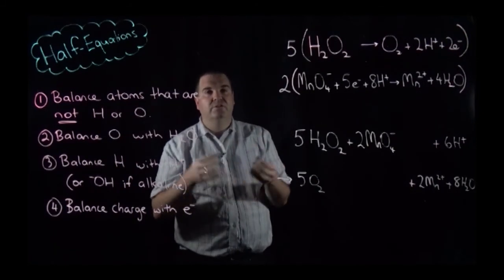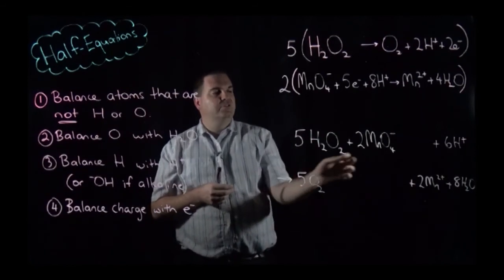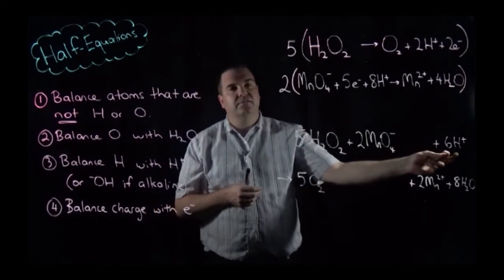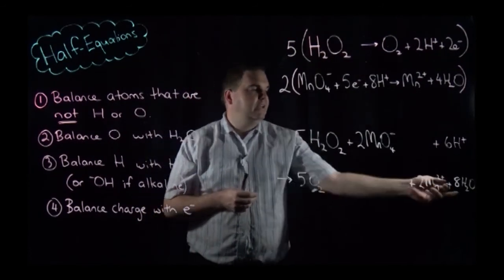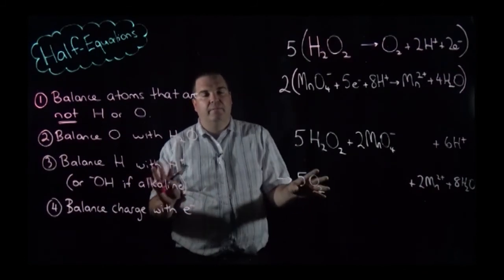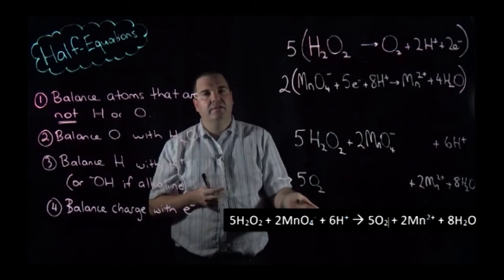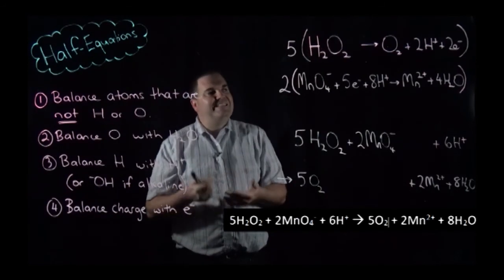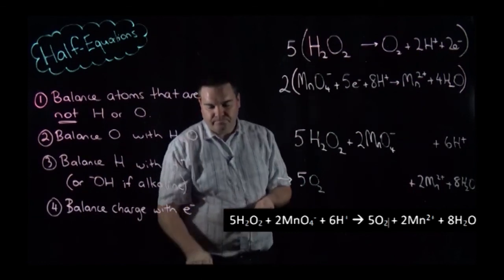Our full equation that we've got by adding our 2 half equations together. 5 lots of hydrogen peroxide, 2 lots of permanganate, and 6 lots of H+, gives us 5 lots of oxygen, 2 Mn2+, 8 H2O. I'll put the full equation nicely, easily to see down the bottom here that you can have a look at, so hopefully it makes a bit more sense. But that's how you go through and add your half equations together to get your overall equation.